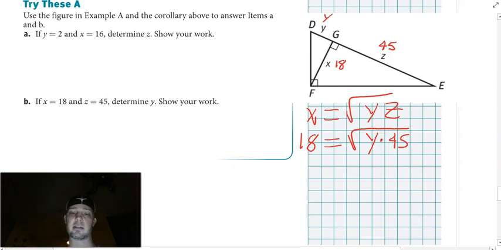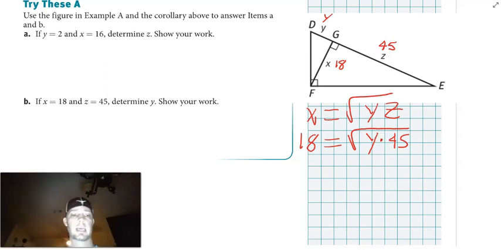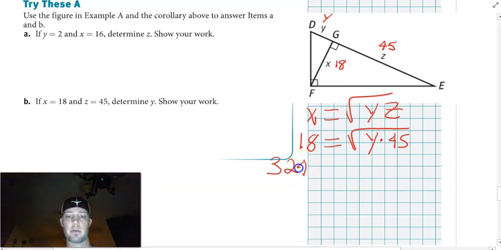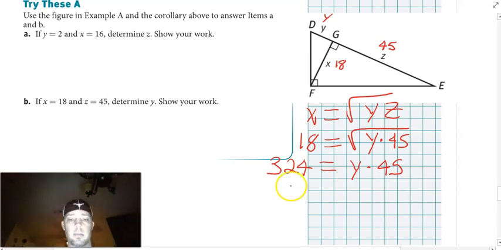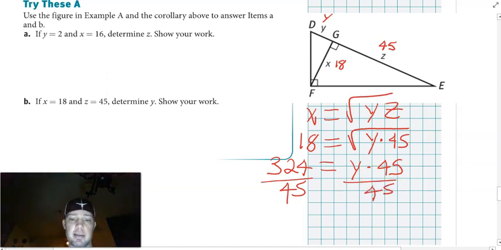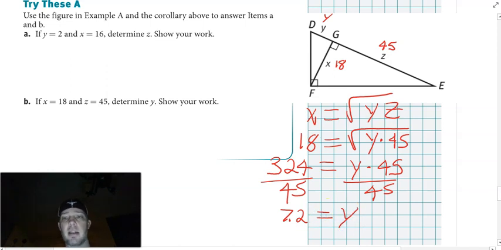So then square both sides. And we get positive 324. And then divide both sides by 45. I'm going to need a calculator for this one. And we get 7.2. And that does look like a reasonable answer. It's a little bit more than twice as much. So if this was 7.2, twice as much is 14.4.